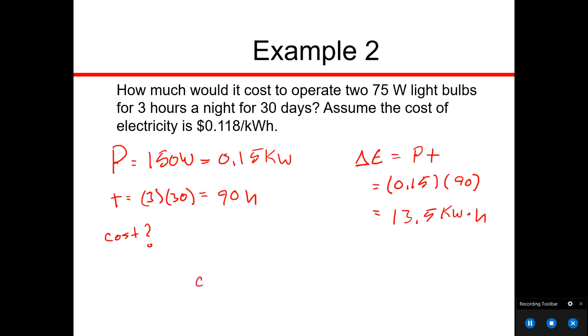Okay, we can then calculate the cost. It's the cost of electricity. We have 13.5 kilowatt hours times the cost is $0.118 per kilowatt hour. Okay, so the kilowatt hours here, units will cancel out, leaving us with units of dollars, and we're left with 1.59 or $1.59 to run these two 75-watt light bulbs for 3 hours a night for 30 days.